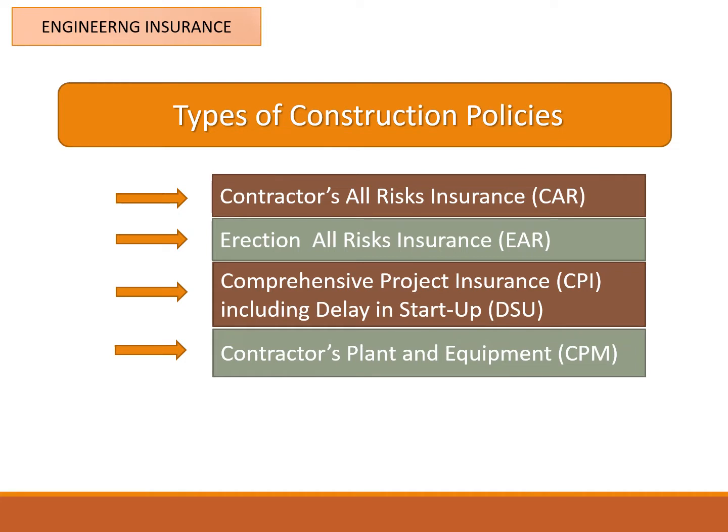There are various types of construction policies. Among them, the most important are CAR insurance, meaning Contractors All Risks insurance; EAR insurance, Erection All Risks insurance; and CPI, meaning Comprehensive Project Insurance, which also includes delay in startup or advanced loss of profit. Various equipment, plants and machinery are used during construction. So to cover this equipment, a contractor plant and equipment policy is issued.